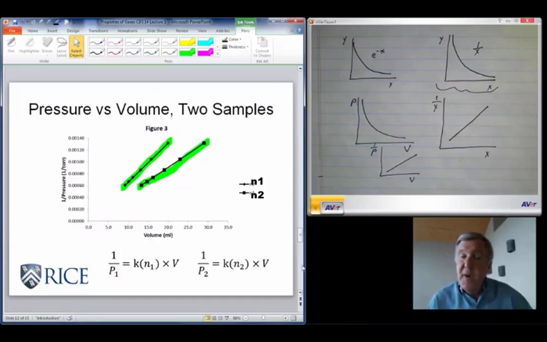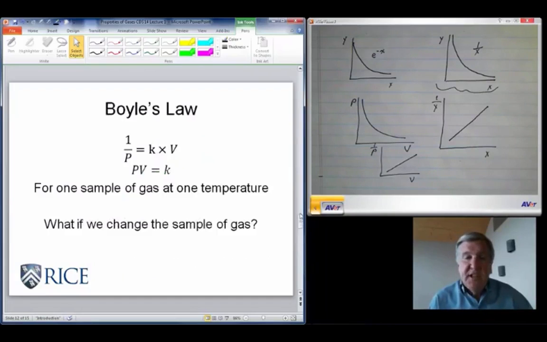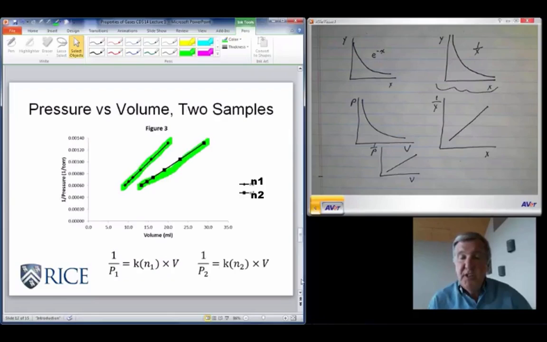What that tells us is, back in Boyle's law, that constant that we looked at before is in fact a function of the number of particles which are present in the sample. In other words, PV is a constant provided that we keep the number of moles constant. If we change the number of moles, we get a new constant. PV is again a constant, but with a different value of the proportionality.